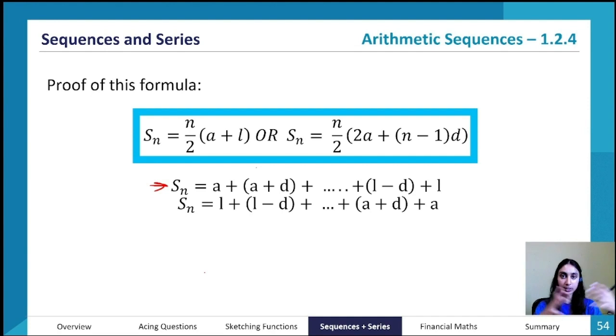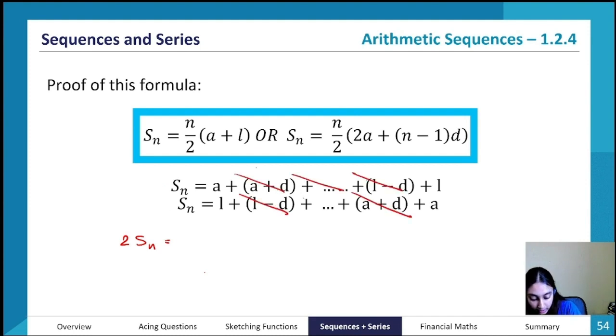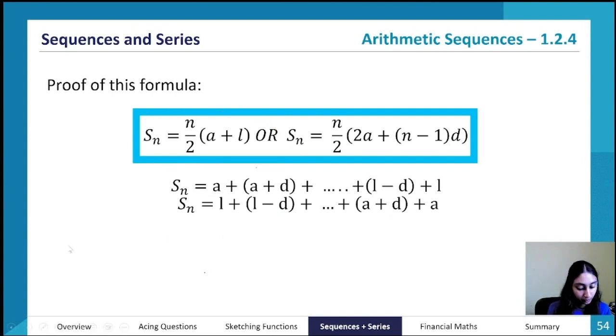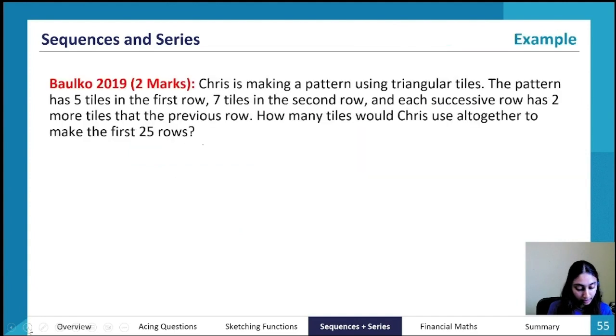And then obviously, because they're all being added, if you just flip them over, it'll be the same thing. And then when you add these together, 2Sn, you'll find that everything cancels with each other except for our A plus L. So you're left with just Sn is equal to n on 2 times A plus L. So that's a pretty cool formula.